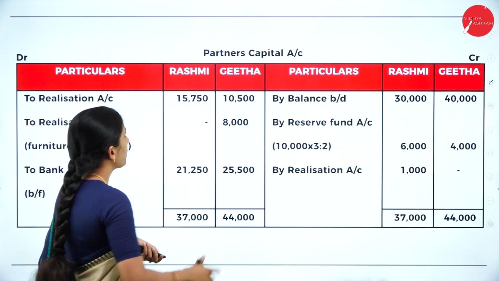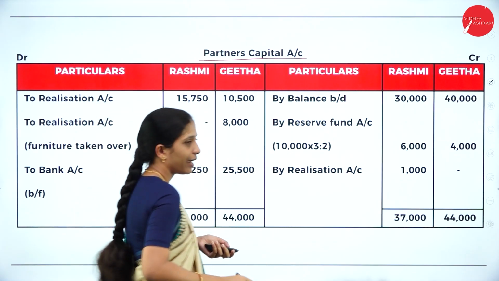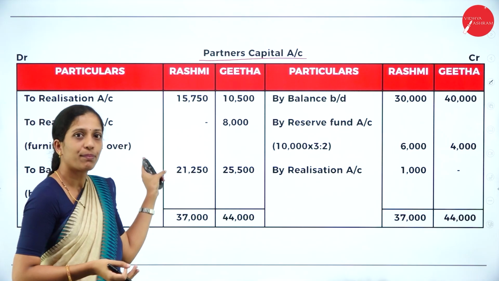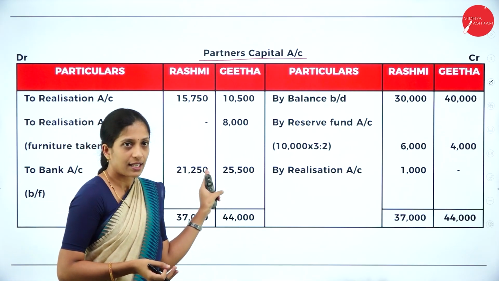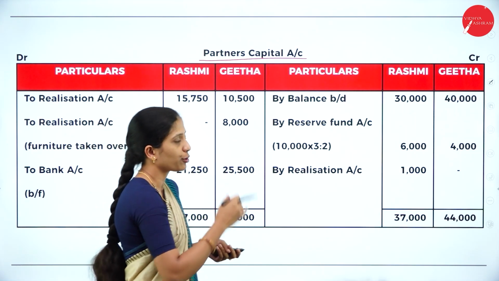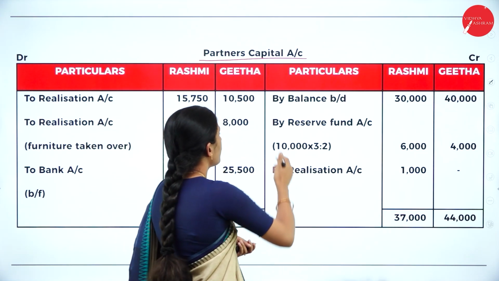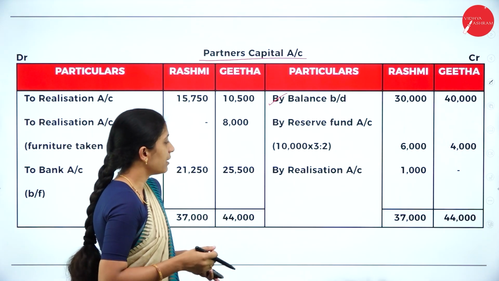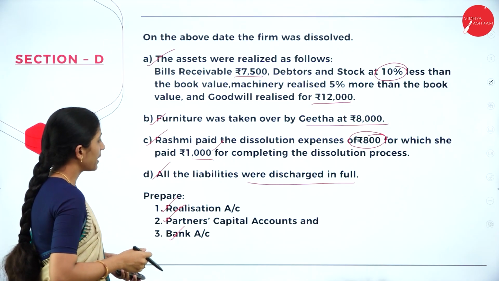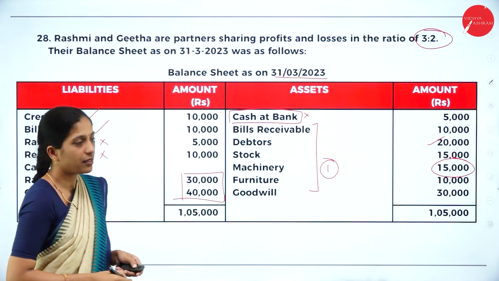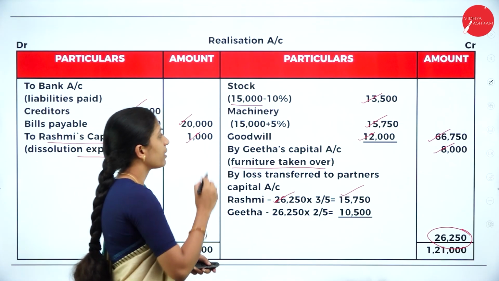Next is partners capital account, which is a short account that has to be prepared. As usual, what are the columns required? Particulars, 2 partners name, that is Rashmi and Geeta. Credit side also particulars Rashmi and Geeta. So, what do you transfer first? By balance brought down, that is your capital. So, how much capital we have? That is 30,000 and 40,000 capital. We will transfer that by balance brought down.